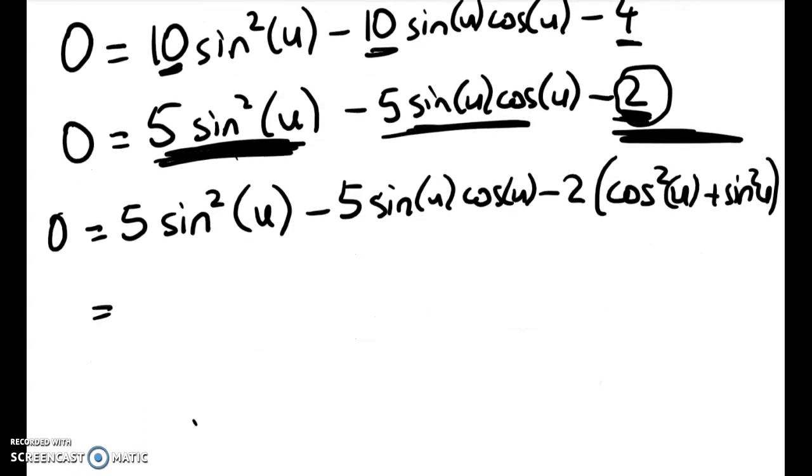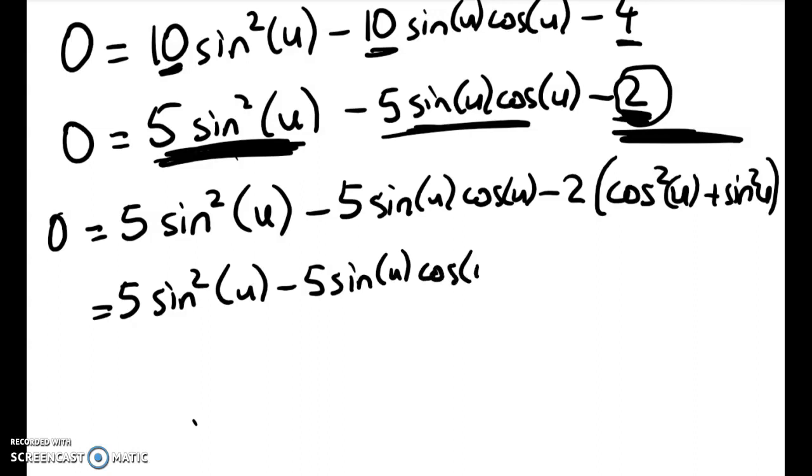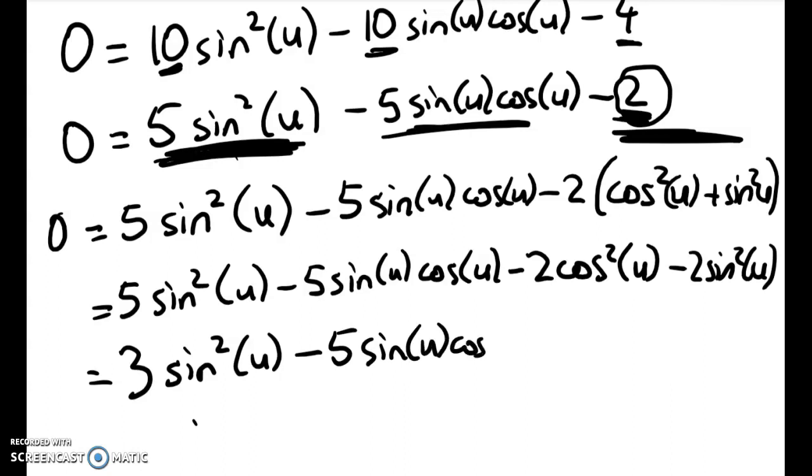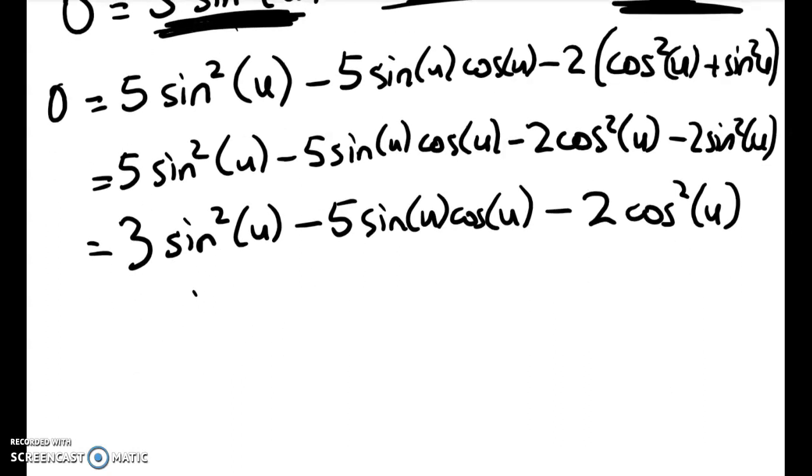And this is going to work out quite nicely. So here we have, going really slowly, 5 sine squared u minus 5 sine u cos u minus 2 cos squared u minus 2 sine squared u. And cleaning that up gives me 3 sine squared u minus 5 sine u cos u minus 2 cos squared u. And we can factorize this.